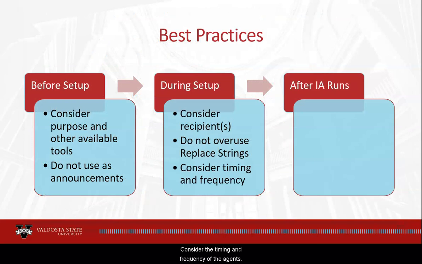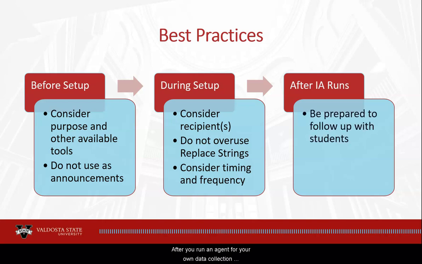Consider the timing and frequency of the agent. You can trigger intelligent agents manually, which is immediate, or automatically, which runs at 4:00 p.m. on days you select. Too many automated messages can lose their effectiveness, so save intelligent agents for pivotal times in the student's journey in your course. After you run an agent for your own data collection purposes, be prepared to follow up with those students as needed. If you've chosen to CC yourself on mail merge type communications, create an inbox rule to organize the messages by the subject line of the email.